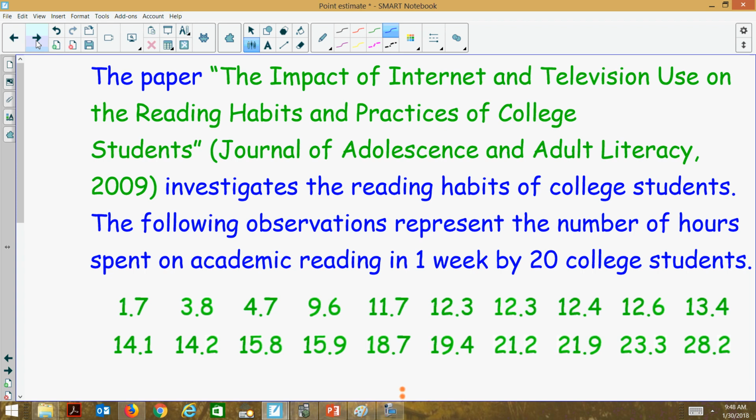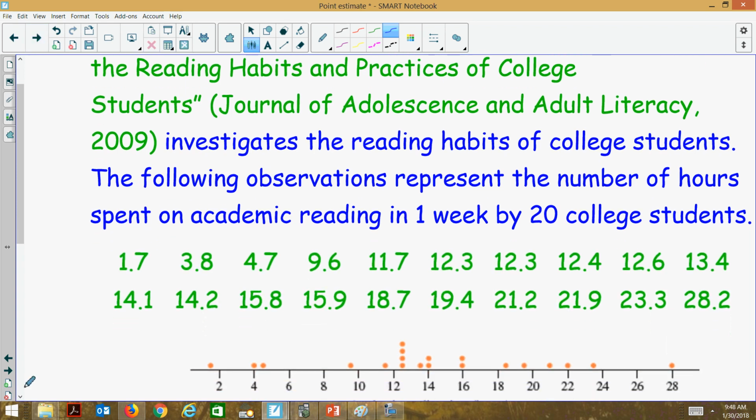Here's another example. The paper, The Impact of Internet and Television Use on the Reading Habits and Practices of College Students, investigates the reading habits of college students. The following observations represent the number of hours spent on academic reading in 1 week by 20 college students. So they have this sample data, and we can find several point estimates out of this.